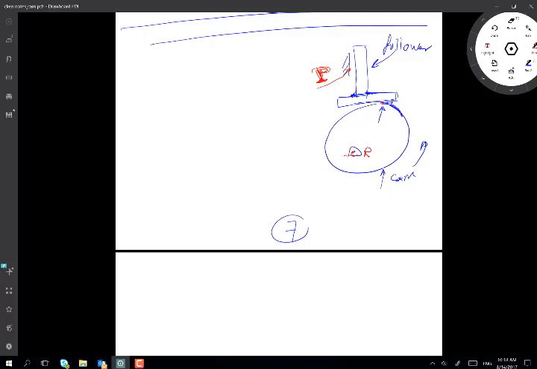But let me say there is part of the jargon we use in linkage analysis. We say the joint is either a lower pair or a higher pair. We refer to a joint by the word pair because it actually pairs two links together, right? If it is a lower pair, this means that we have a surface to surface contact. So all the things we looked at are lower pairs. So we have lower pairs and we have higher pairs. Higher pairs are when we have point or line contact.